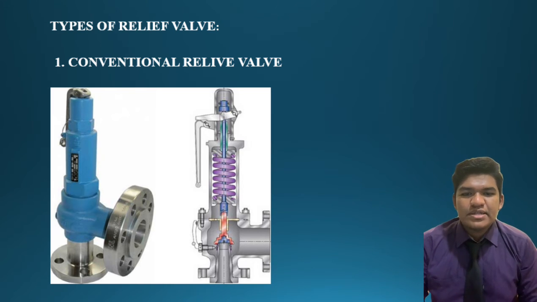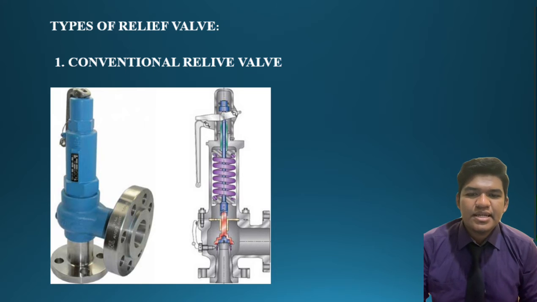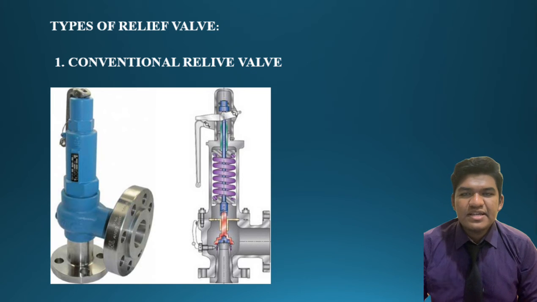How does conventional work? It uses a spring to keep the valve closed until the process nears the set pressure. The spring force pushes the valve disc against the nozzle seat, keeping the valve closed. Process pressure exerts an opposing force on the disc.